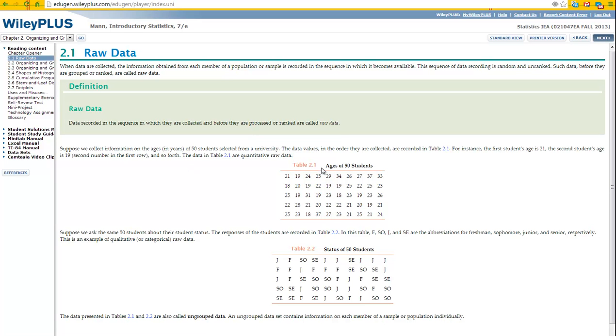For example, here we have the ages of 50 students. Imagine it wasn't 50 students, but 10,000 students, and it would just be a huge amount of data, and you just sit there and stare at it. You wouldn't know what to do with it. Or here's another example. We ask them about their status. Are they first year, second year, third year, or fourth year? And you get this information.